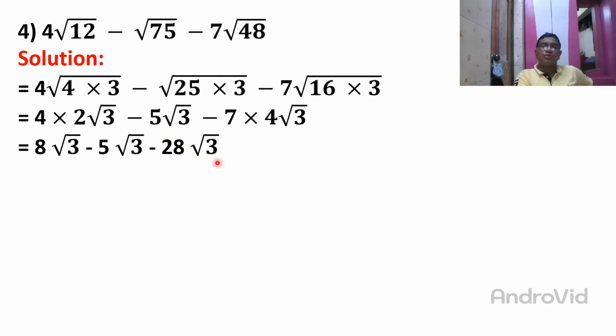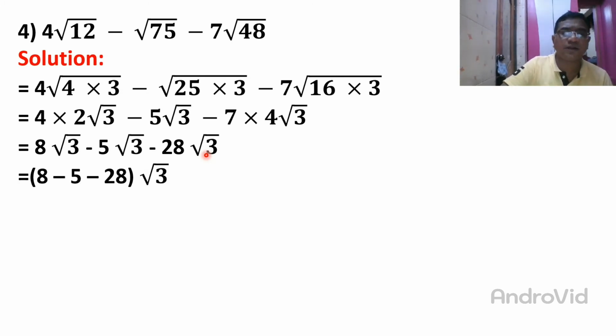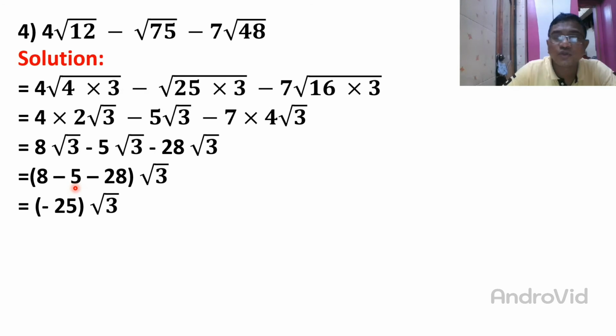Minus 28 root 3. So here is root 3, here is root 3, here is root 3. All things have root 3 in common, so root 3 is common and it goes outside the bracket. What is the coefficient? 8. So I write here 8 as coefficient, minus 5 coefficient, minus 28 coefficient. 8 minus 5, what remains? 3.